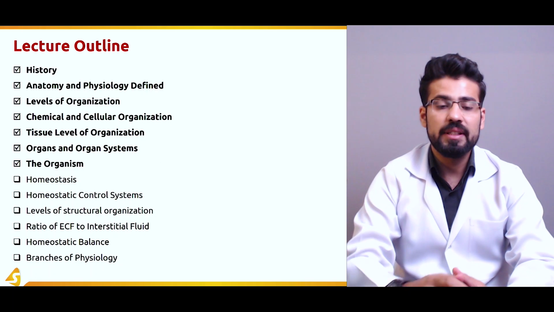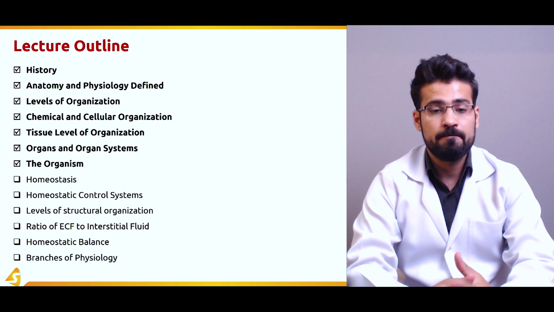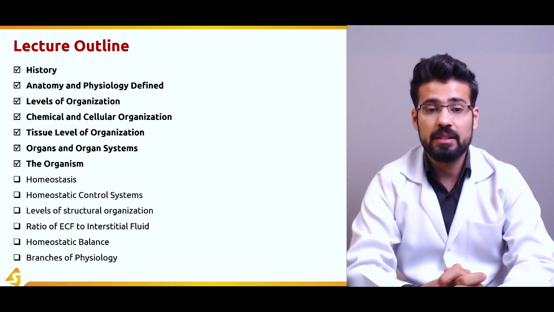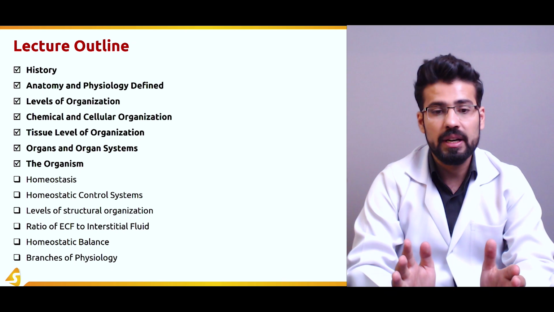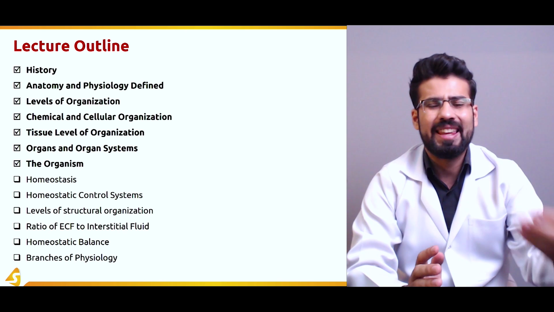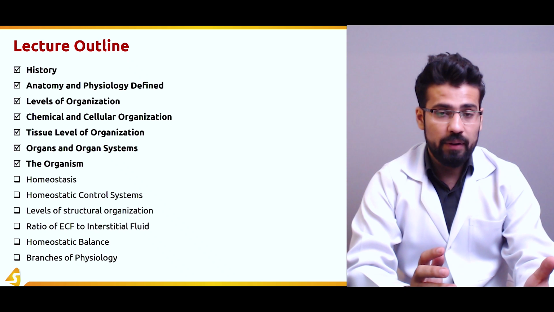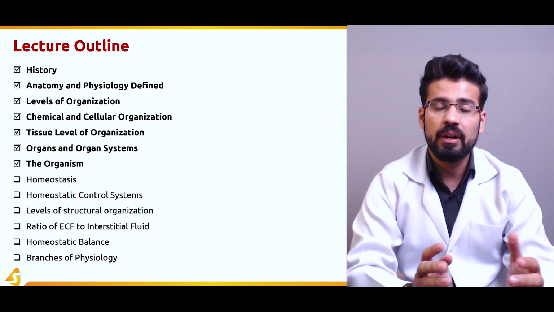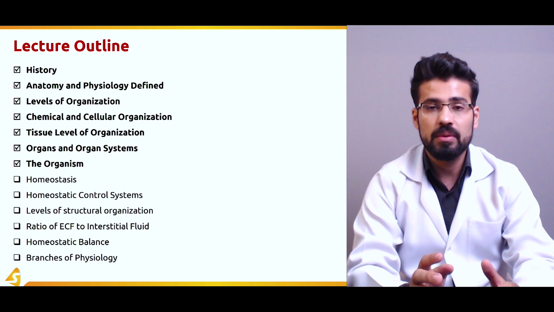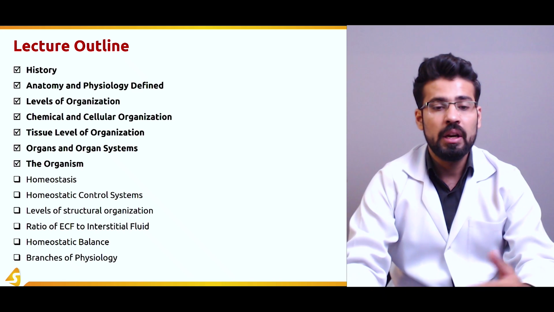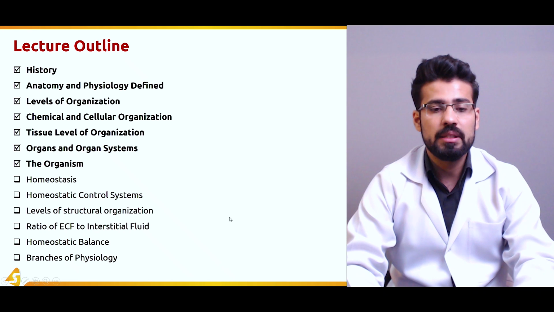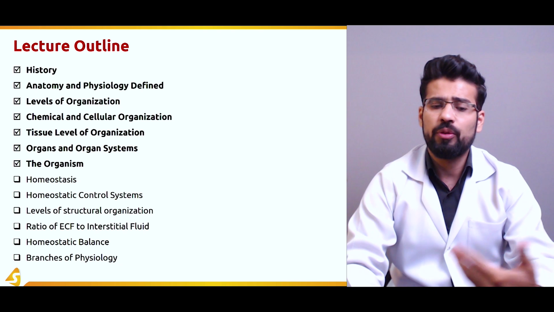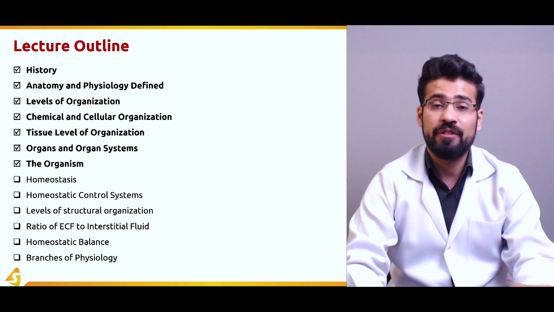So up till now, we have discussed the history of physiology. We discussed anatomy and physiology. We discussed the different levels of organization of the body, starting with the chemical and cellular level, moving toward the tissue level, organs, organ systems, and ultimately making up the organism. Now we will discuss the homeostatic control systems, moving on to homeostasis, balance, and finally the branches of physiology.